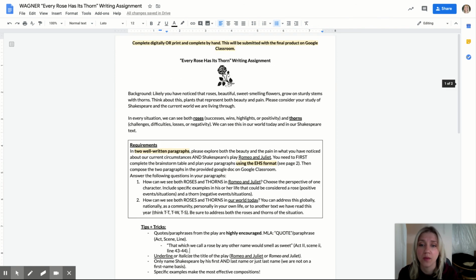Then there will be a blank document posted as well where you will compose your final paragraphs. Make sure that they are polished, they are read over so that there are no technical errors or any spelling or grammar errors. Any squiggly lines, red or green, underlines should be addressed. Again, we'll talk about this in more detail come Monday and Tuesday in class. This will be posting Sunday afternoon for your review. It is due next Friday by 6 p.m.